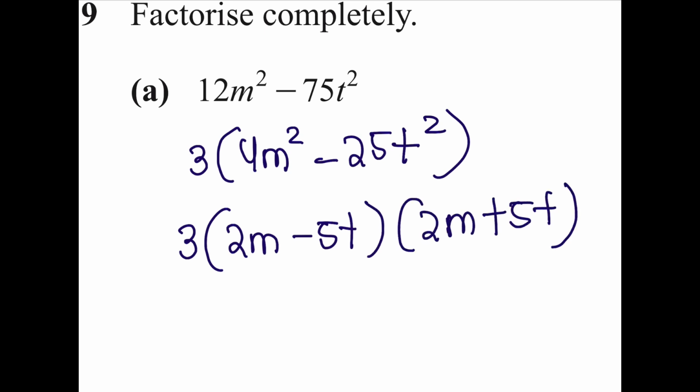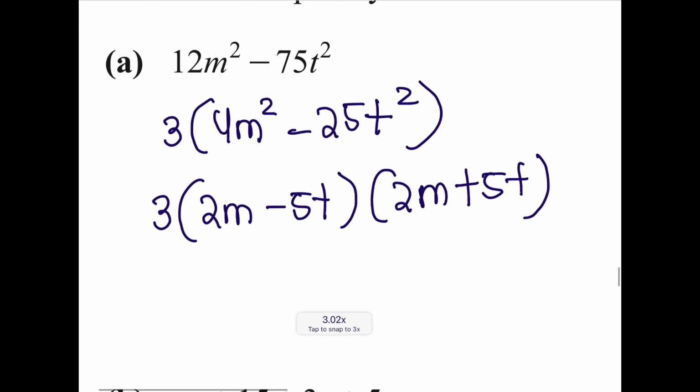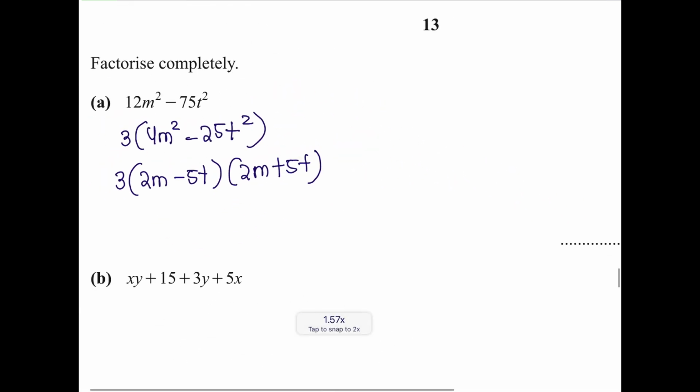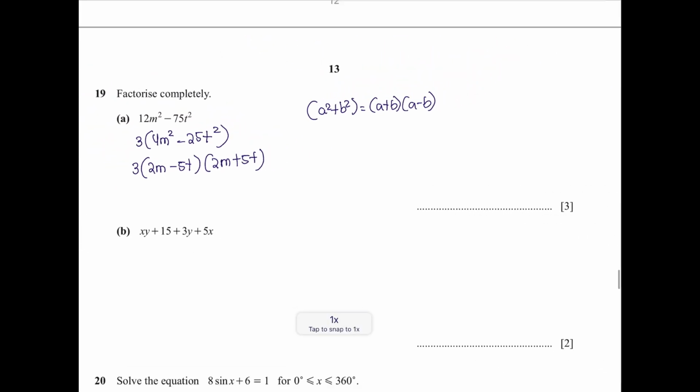Even if you expand this, 2m into 2m would be 4m squared, 2m into 5t and then negative 2m into 5t cancel out each other, and 5t into 5t would be negative 25t squared. So this would be the simplified form. It's basically that a squared minus b squared is the same as a plus b times a minus b. This is a very useful property and is applied through many stages. So do remember to learn this property. 3 times 2m minus 5t and 2m plus 5t.